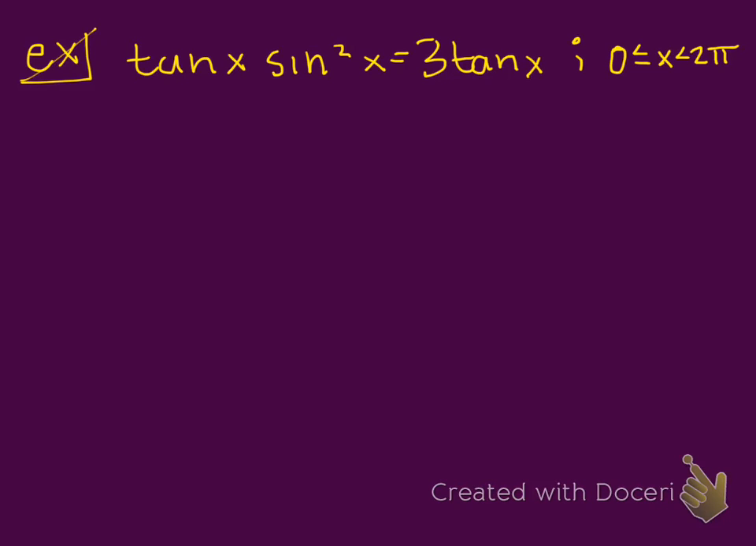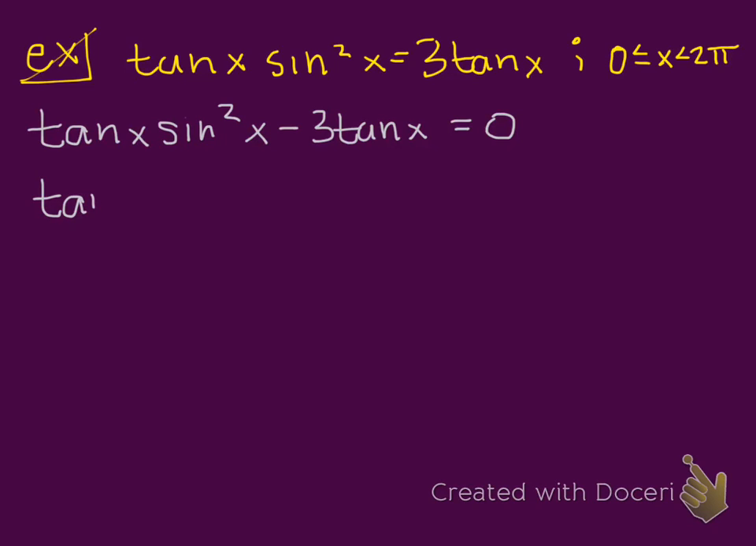So when I subtract that over, my problem will say tangent of x sine squared x minus 3 tangent x equal to 0. And now when I look at this, I can factor out a tangent because they both have that in common. And when I take a tangent out, I'm left with sine squared of x minus 3. And now I have to set both terms, my binomial, equal to 0. So from that, I'll get that tangent equals 0.